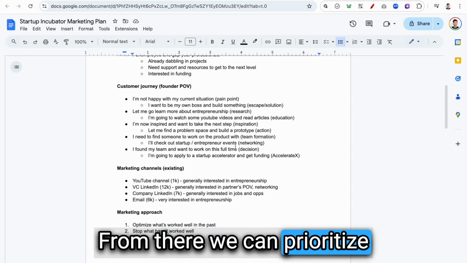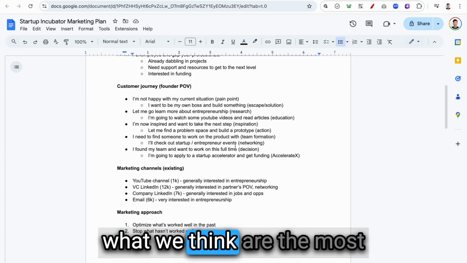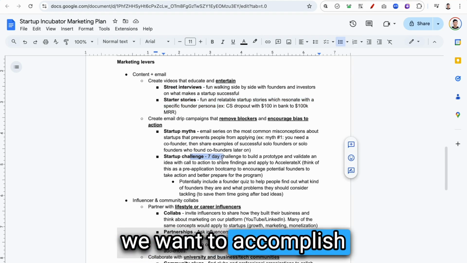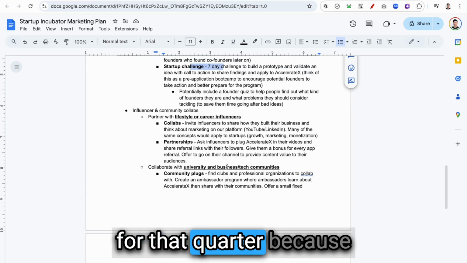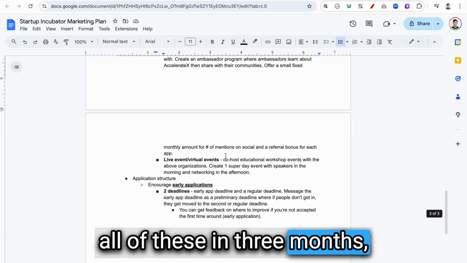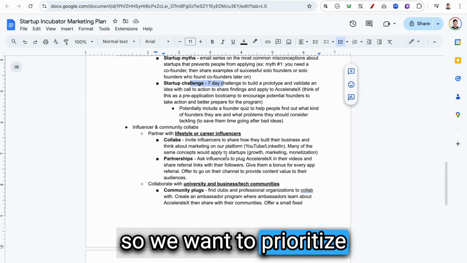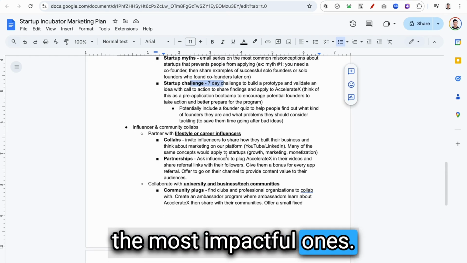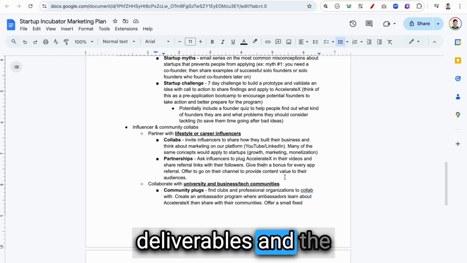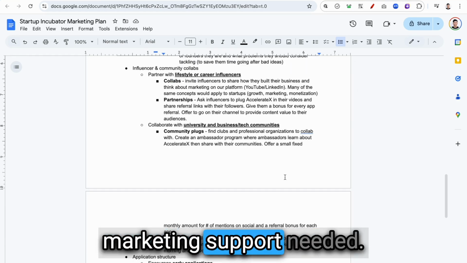From there, we can prioritize what we think are the most impactful projects that we want to accomplish for that quarter. Because obviously it'll be hard to do all of these in 3 months. So we want to prioritize the most impactful ones. And finally, we would list out the metrics, deliverables, and the marketing support needed.